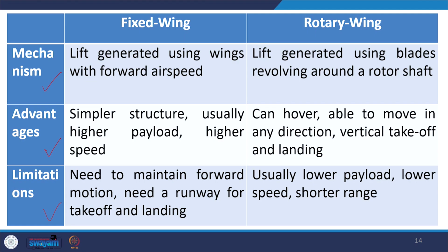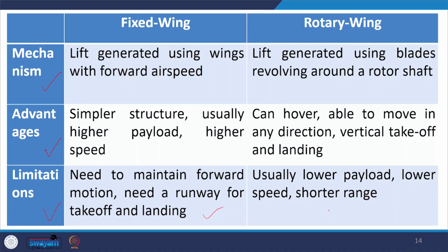Advantages of fixed wing are the simple structure, usually a higher payload they can carry, and higher speed also. Rotary wing can hover, actually in any direction, left, right, forward, backward, as I told you, and it is a VTOL, vertical takeoff and landing.